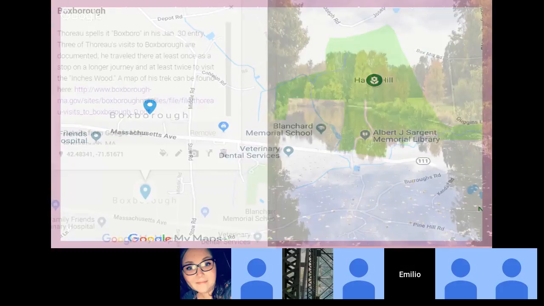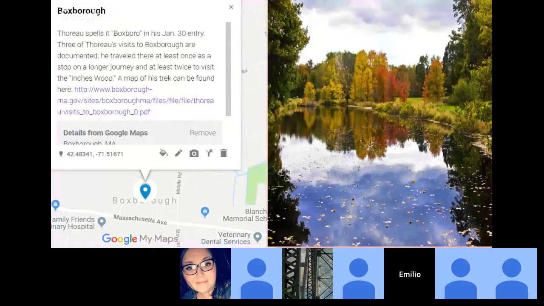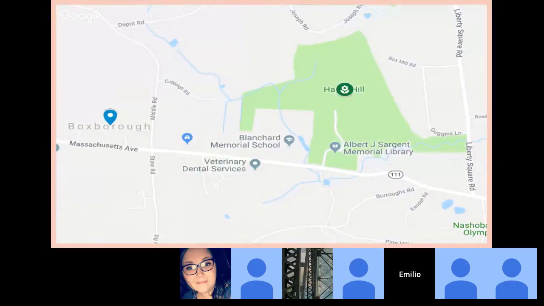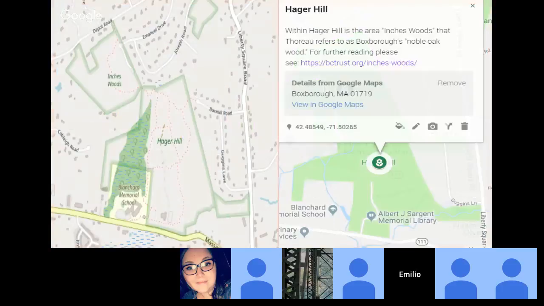Boxborough is about an 18-minute drive from Thoreau's home in Concord. On record, he's been there a minimum of 3 times. The first of these times was, I believe, in 1842, when he simply stopped by as part of a longer journey. The other 2 were specific trips there to look at a place within Haverhill, what he calls Inches Wood. So Inches Wood is depicted up there, and he calls it within the January 30th entry Boxborough's noble oak wood and the most handsome feature of Boxborough.